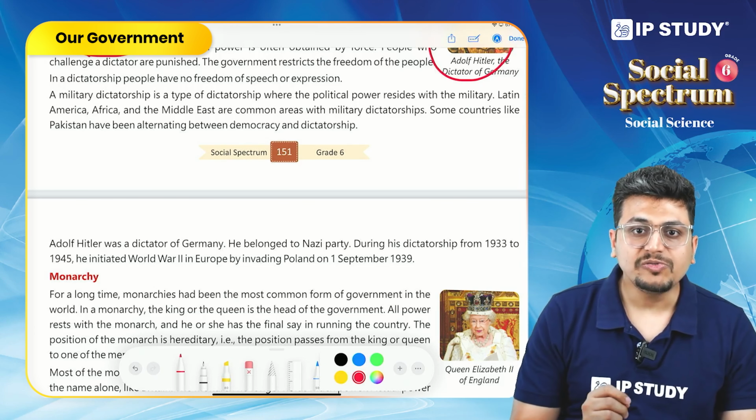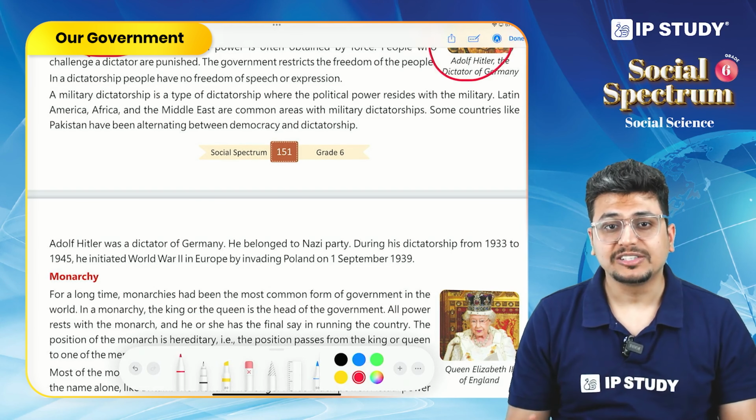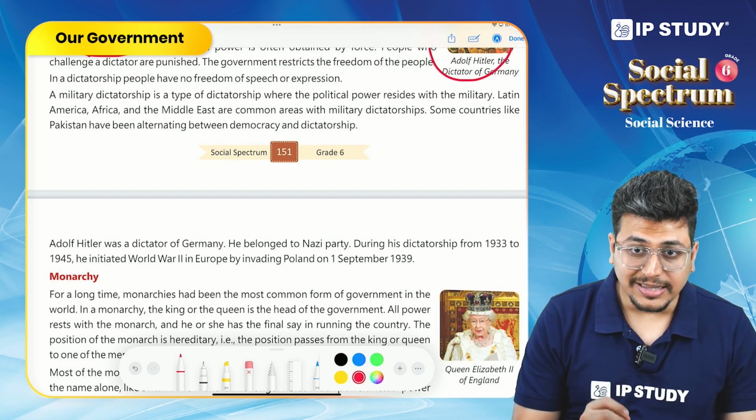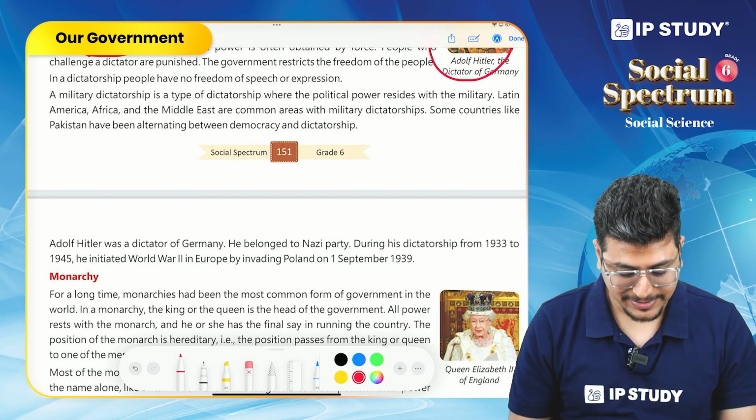In a dictatorship form of government, we see that the people enjoy very little power. It is the leader who enjoys absolute power in many cases.